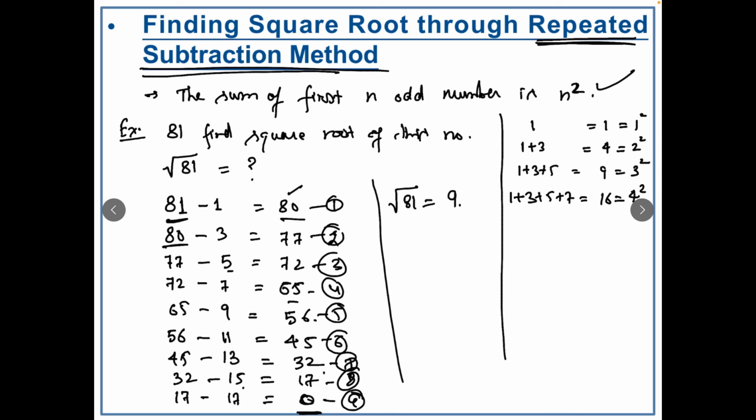Okay, after that count the number of steps in which you're getting 0. That number of steps will be the square root of the given number. Okay, so we are reaching 0 after 9 steps. That means the square root of 81 is 9. Okay, so this method is called the repeated subtraction method.